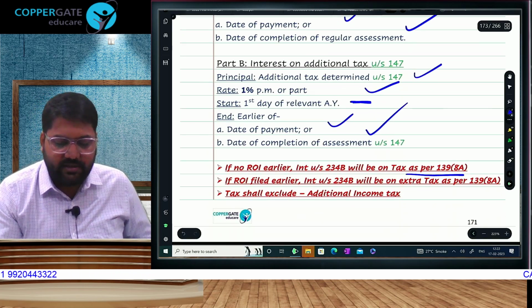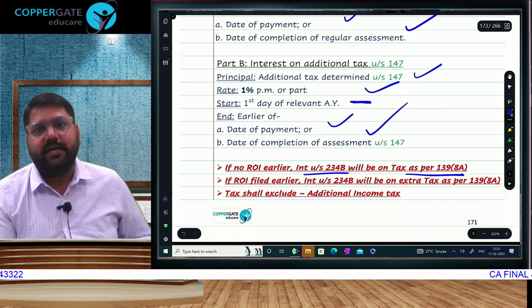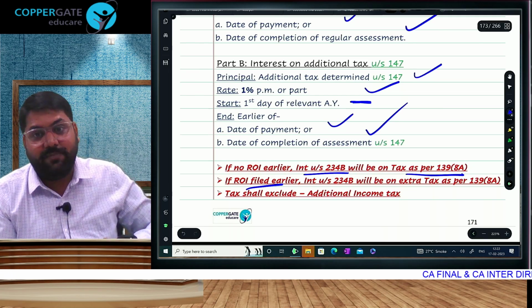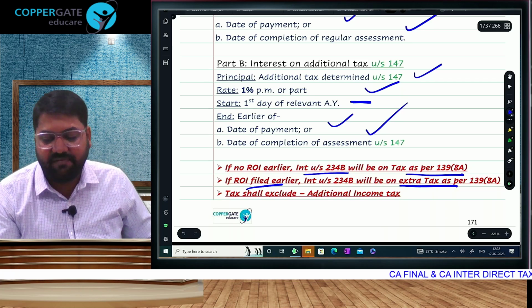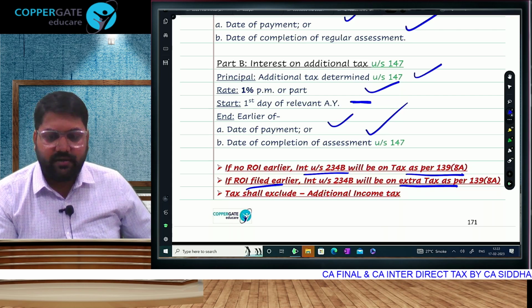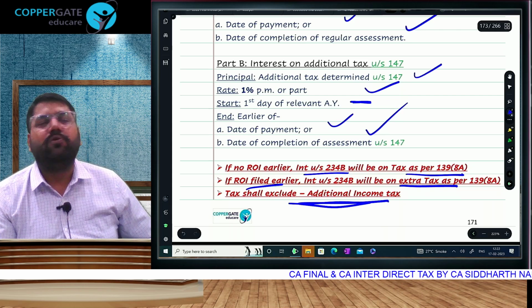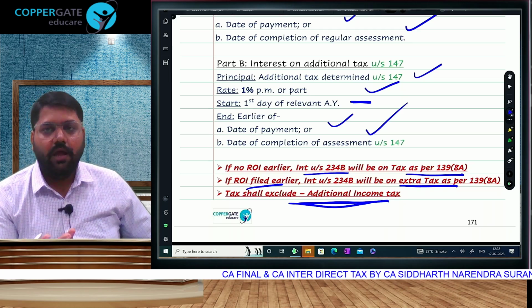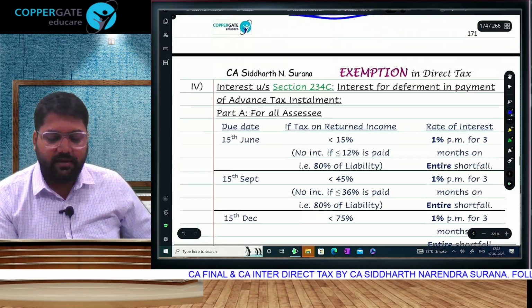If your updated return is your first return, obviously tax will be taken as per updated return. If return was filed earlier and then you are updating, obviously there will be some new tax, so we will take extra tax as per the new tax as per the updated return, and additional income tax will be excluded for your tax purposes because they are only calling it additional income tax. Actually it is nothing but penalty.